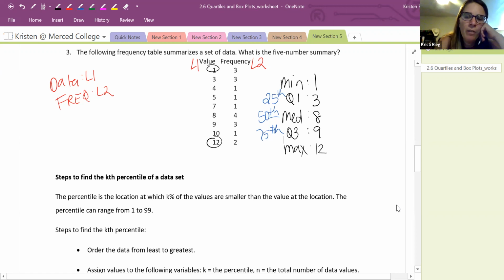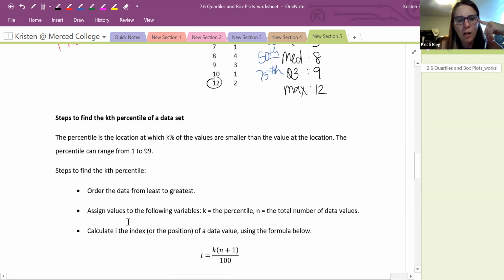But what if the number isn't in that specific spot? Like, what if I want to know what the 44th percentile is or the 82nd percentile? Those don't get special names. Only the 25th, 50th, and 75th get special names. And so we can find out the kth percentile, that just means some mystery percent, K percent, by using this formula down here.